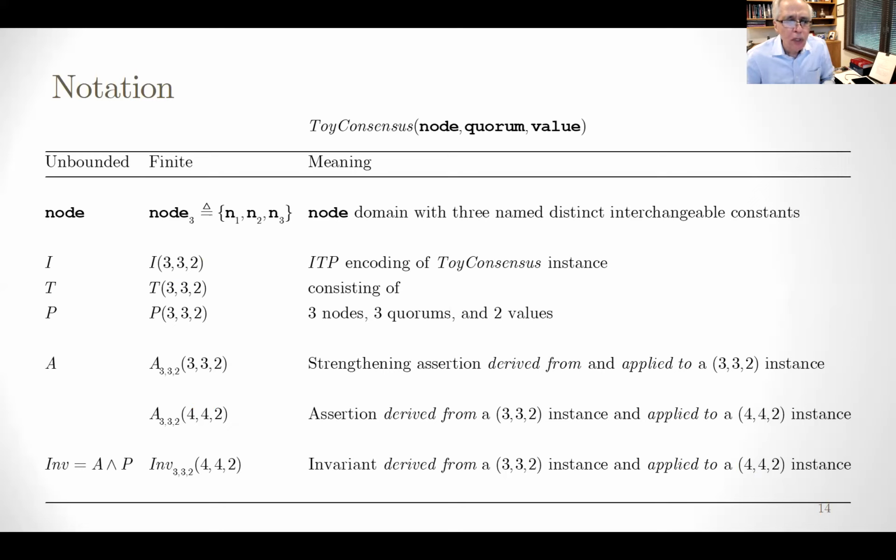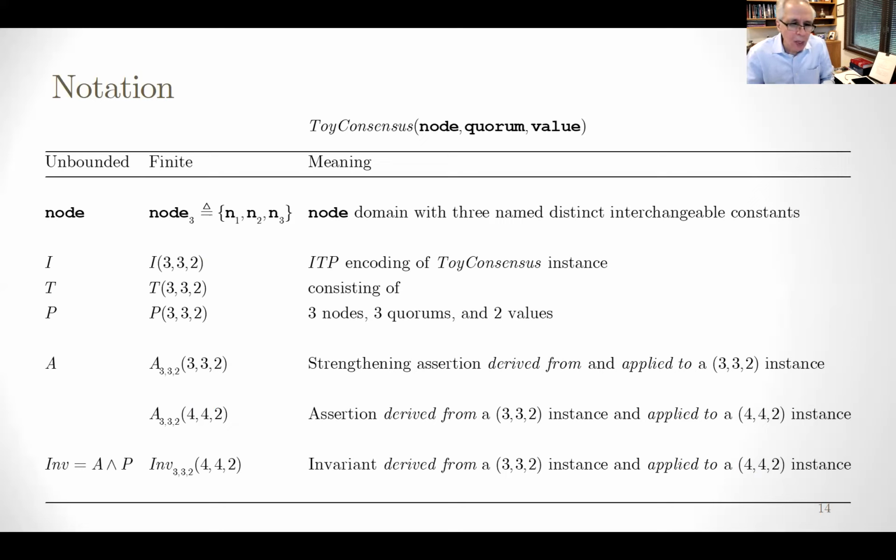So I'm going to use this template here to indicate the size of the problem that we're going to solve. So toy consensus on node quorum value, the arguments here are going to be the sizes. So if I have 3 nodes, I'm going to label N1, N2, N3, just arbitrary names. Then I332 would be the initial state on an instance that had 3 nodes, 3 quorums, and 2 values, and so on and so forth.